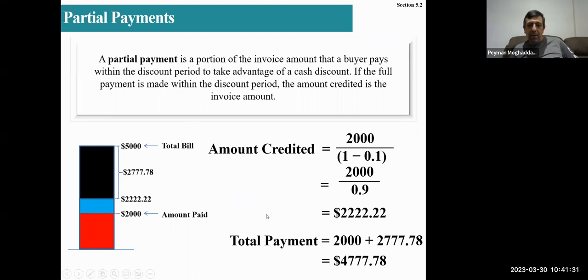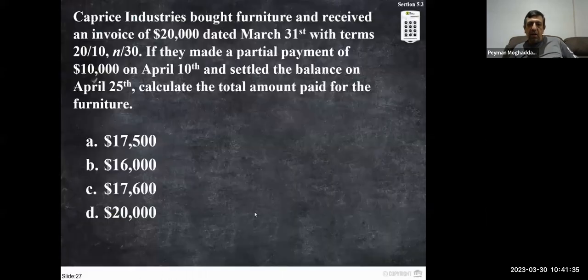Okay. Any question here? All right, let's do an example here. Caprice Industry bought furniture and received an invoice of $20,000 dated March 31st with terms 20/10, n/30. Okay. If they made a partial payment of $10,000 on April 10 and settled the balance on April 25th, calculate the total amount paid for the furniture.